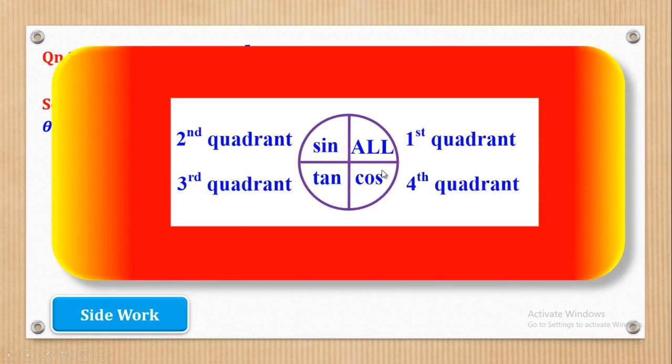And what do you know about the 4th quadrant? In the 4th quadrant, it is only cos which is positive, meaning sine is negative and tan is negative. So in the 4th quadrant, cos is positive but sine and tan are negative. That means that our answer must be positive.